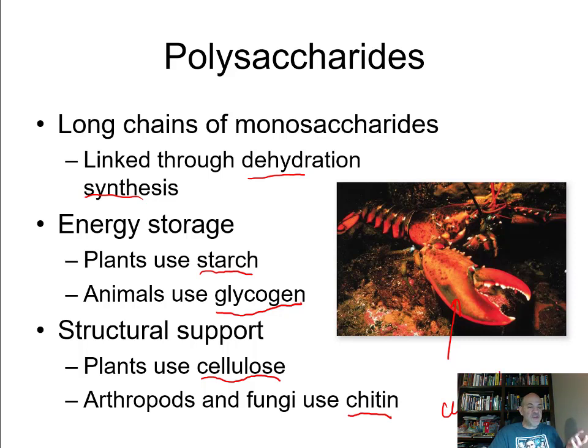So while plants have cell walls made of cellulose, which we see right here, fungi have cell walls made of chitin. So the cell walls of fungi are chitin. Okay.